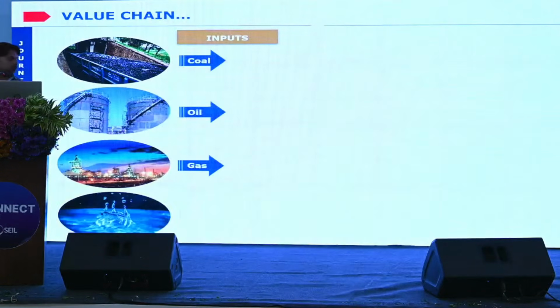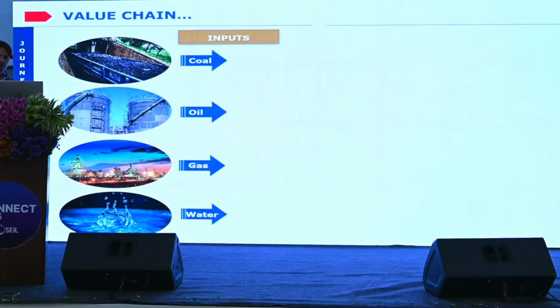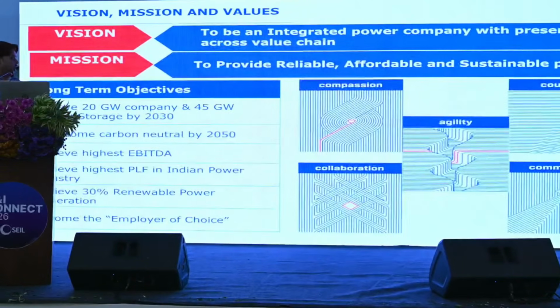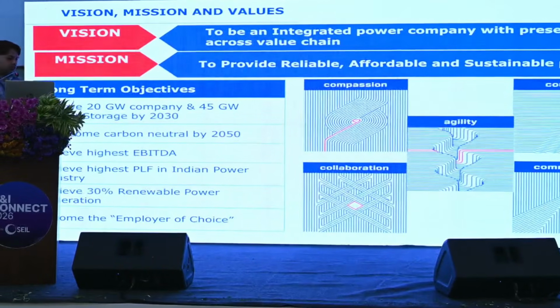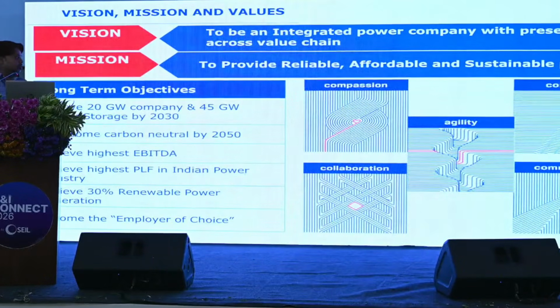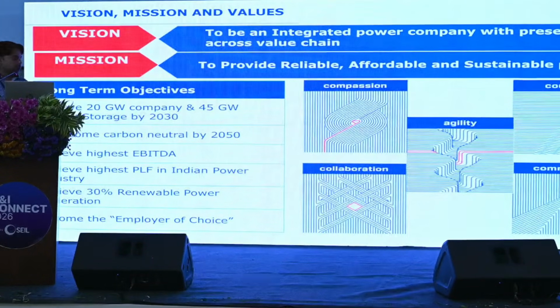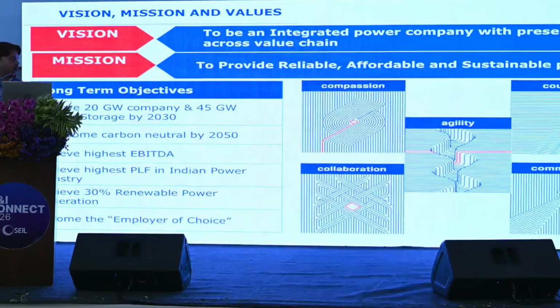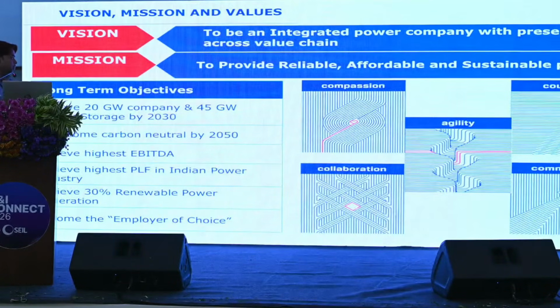Coming to the next, we have our value chain: inputs are coal, oil, gas, and water, and outputs are power, gas, and effluent. And this is the vision of the GSW Group. We are an integrated power company with presence across the value chain and provide reliable, affordable, and sustainable power. Our values are compassion, courage, agility, collaboration, and commitment.